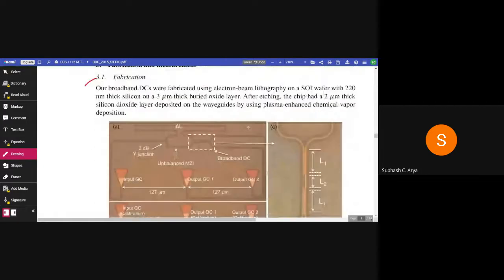So after that, now we will start today with the fabrication. So our broadband directional couplers were fabricated using electron beam lithography on an SOI silicon wafer with 220 nanometer thick silicon on a 3 micrometer thick buried oxide layer. So it's about like this. This box is 3 micrometer. Then up above we have 220 nanometer silicon waveguide.